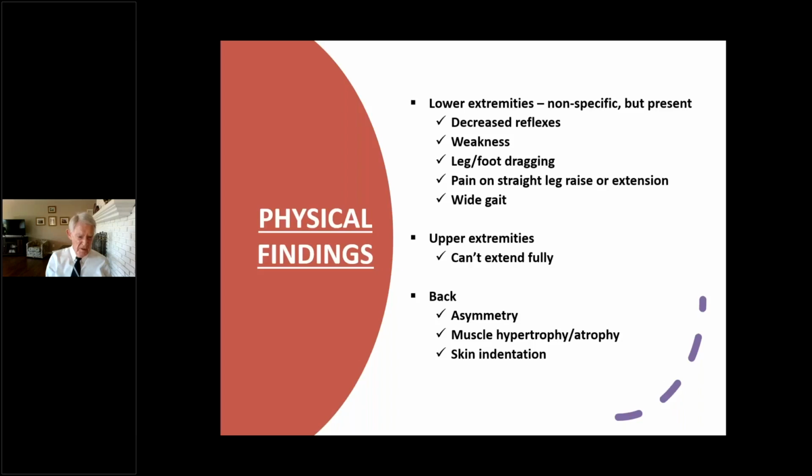The reason they're not specific is because the nerves that are entrapped are different in different people. So you may get a foot drag in one person, a wide gait in another. You can't do straight leg raising on another person, or a reflex on another, but you'll usually find something. If you have a patient with this who cannot raise their arm straight up, that is a sign that they've had spinal fluid leakage or seepage.